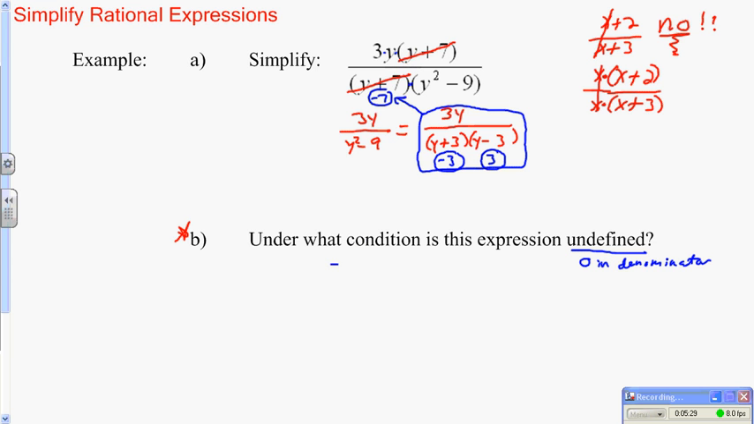Well, it was undefined at -7, even though it disappeared. We have to respect it. It started out that way. And then -3 and +3. I factored it because I don't know if we would have remembered that -3 squared minus 9 is also 0. We might have forgotten that.